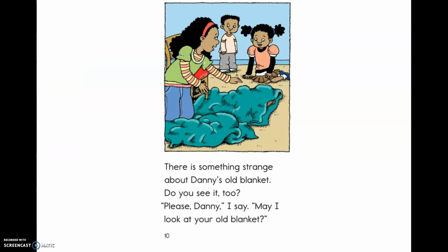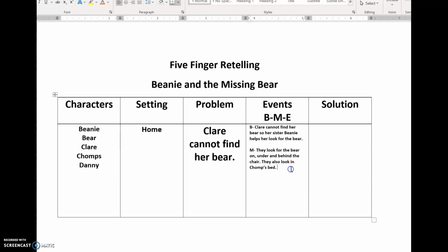Okay, now we're going to come to the end, okay? When they find the old blanket, Danny's old blanket. So I'm going to go down and put E for the end. Okay, they finally, I'm going to say finally, they look in Danny's old blanket and find Claire's bear hiding inside it.